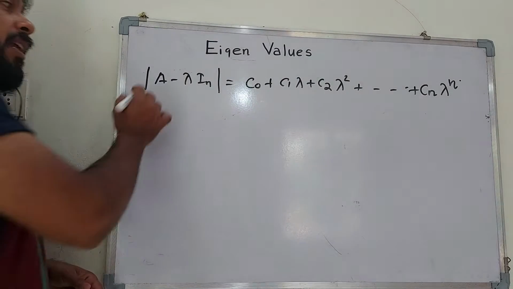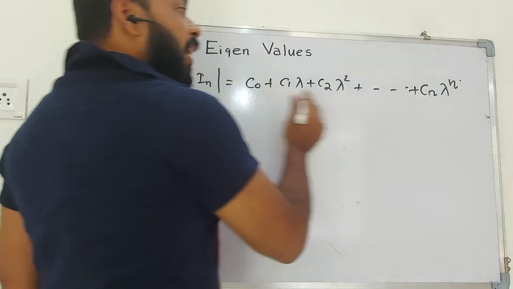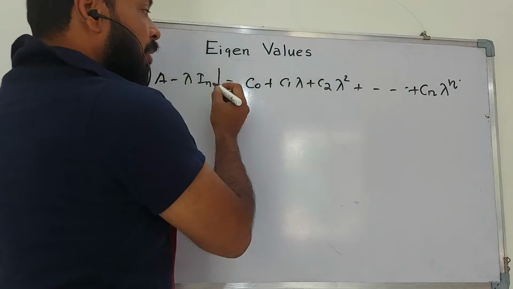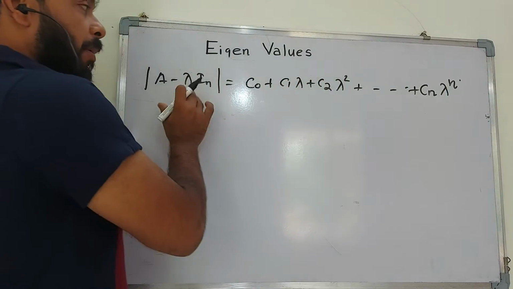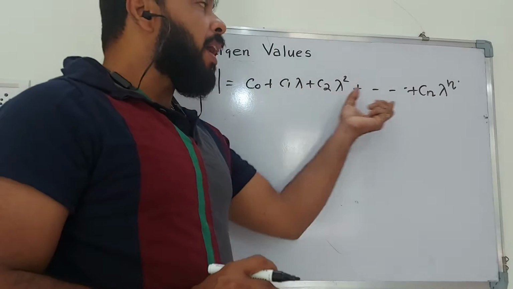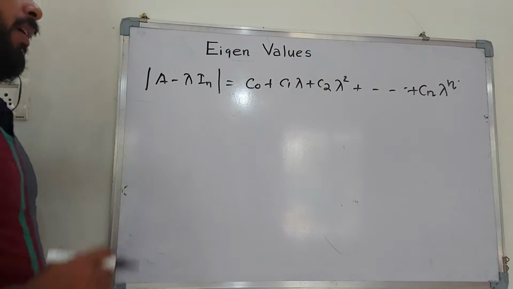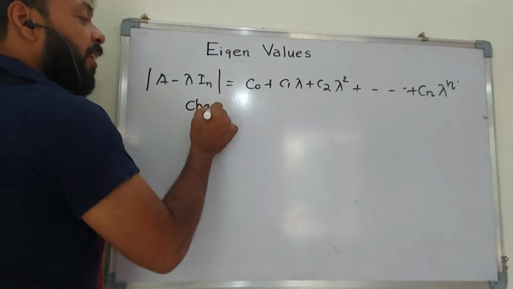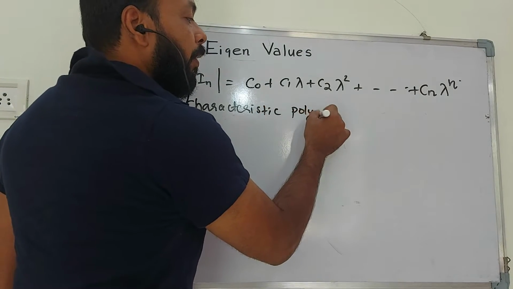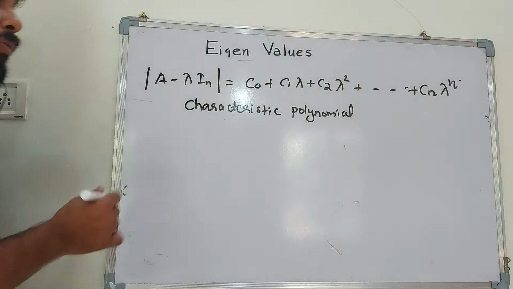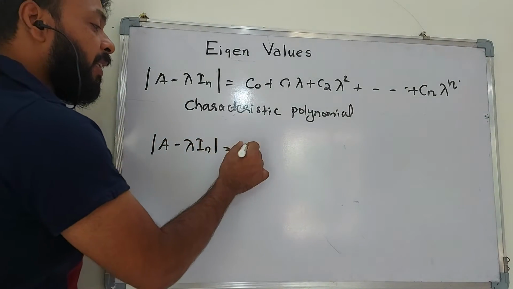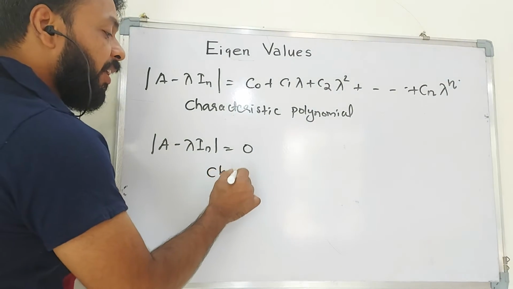Okay, if we consider the determinant of A minus lambda In, we get a polynomial of degree n in the variable lambda. The variable is lambda, and its degree will be n. If A is a given matrix of order n, then the determinant of A minus lambda I will be a polynomial of degree n in lambda. And this is called the characteristic polynomial. Okay. If we equate this to 0, that is, determinant of A minus lambda In is 0, this is called a characteristic equation.